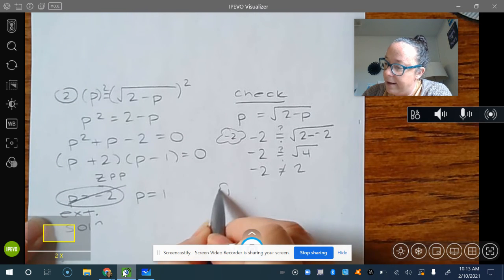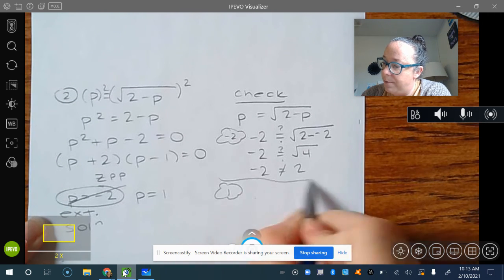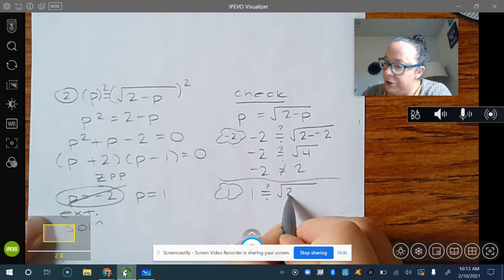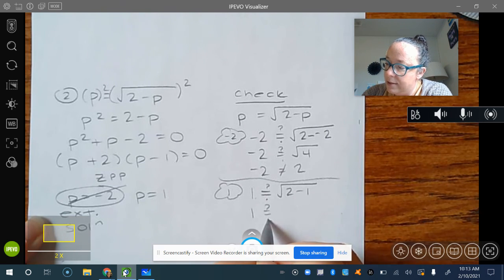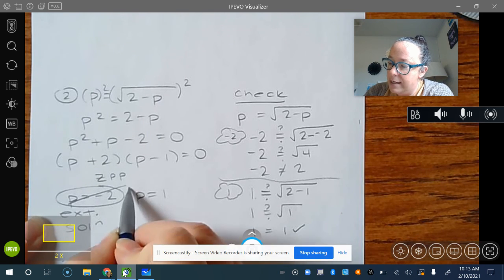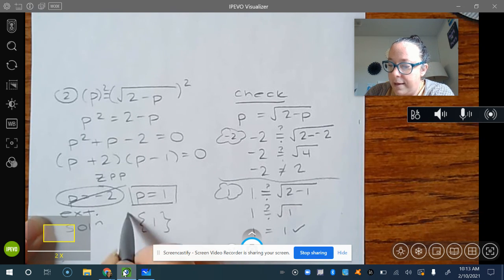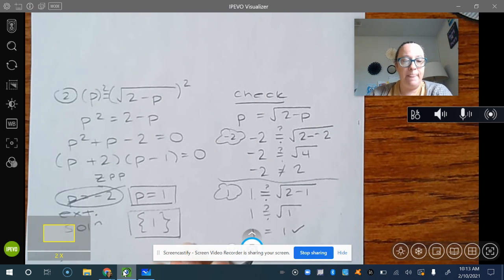Now let's try 1 in the original. Does 1 equal the square root of 2 minus 1? Does 1 equal the square root of 1? 1 equals 1. I'm good to go. So 1 is the solution. When you're doing Delta Math, you would type it in like this. Okay? So that's cool.